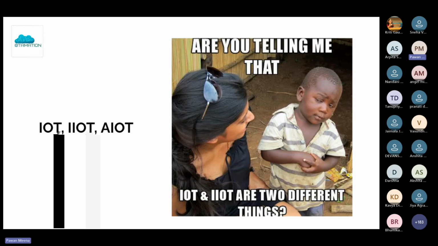And AIoT is a combination of artificial intelligence and IoT. जैसे कि मैंने आपको स्टार्टिंग में प्रोजेक्ट के बारे में बताया था, एक प्रोजेक्ट जो मैंने बनाया है, जो कि दैट इज कॉम्बिनेशन ऑफ AI एंड IoT. In that project, we are using AI to detect the truck, that particular vehicle, and the speed of the truck through the camera.